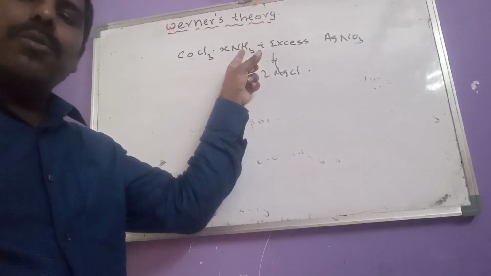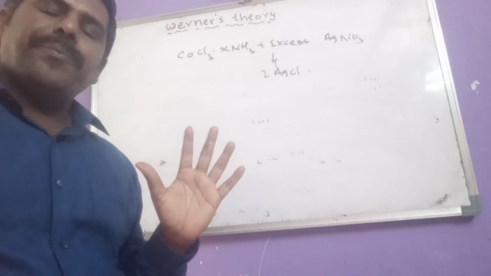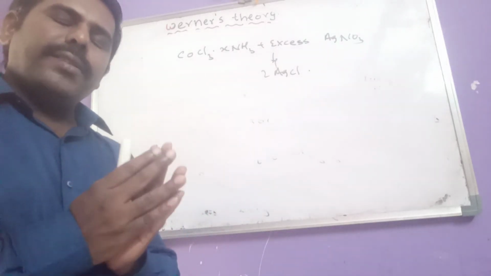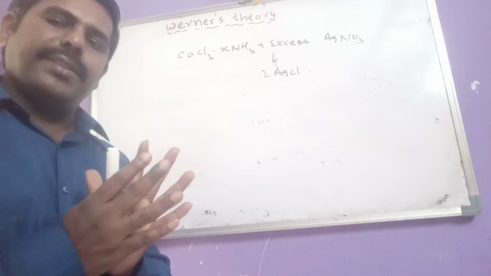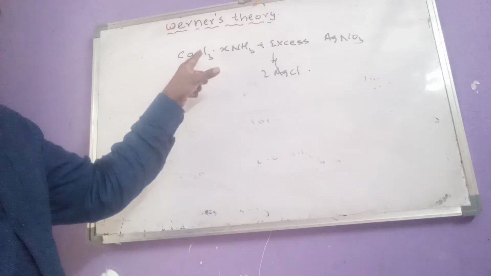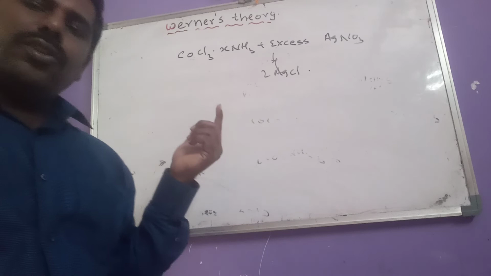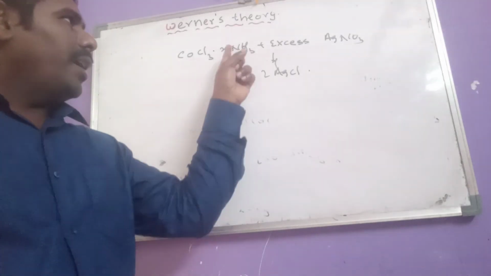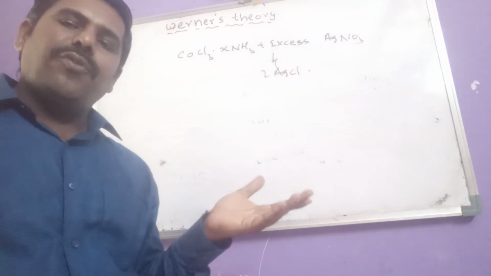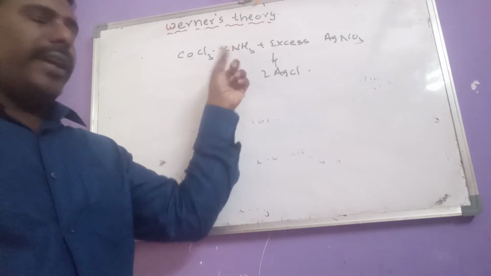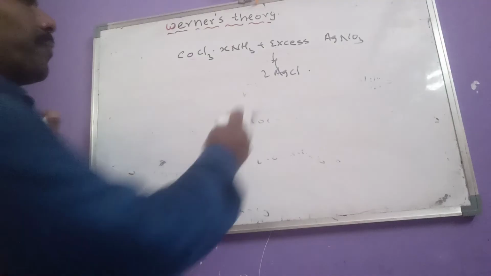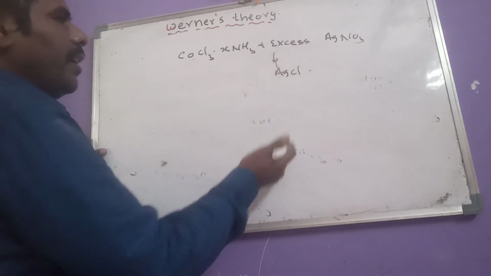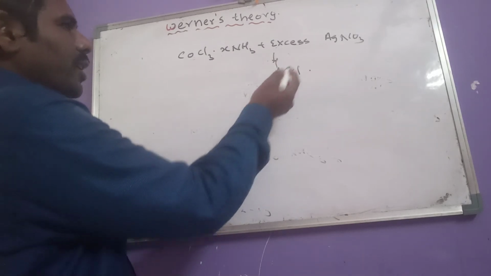Now when one chloride ion has entered into that coordination sphere, what does that indicate here? Only 5 ammonia molecules are there, because the secondary valency of cobalt is how much here? 6. That means one chloride ion entered into the coordination sphere, so already how many are there? 5. So now the X value is how much? 5.